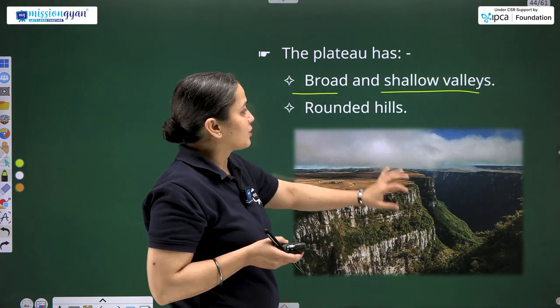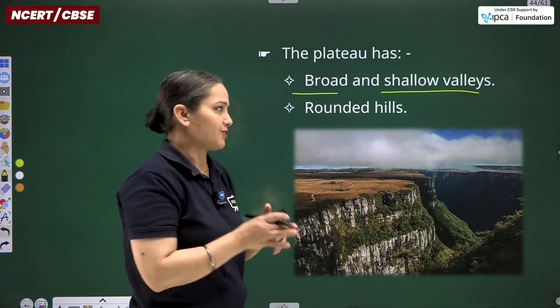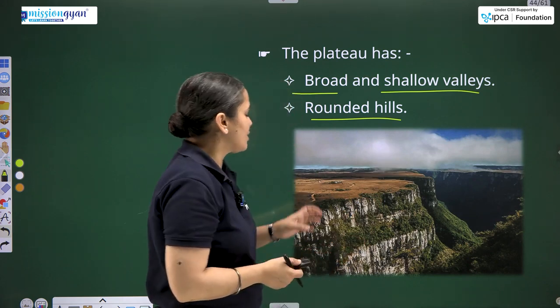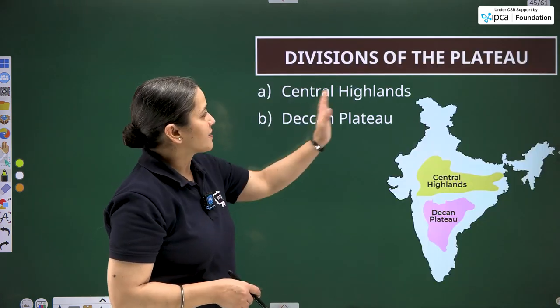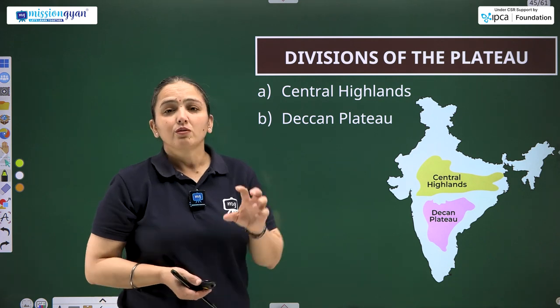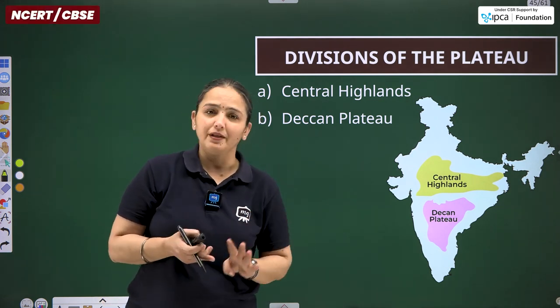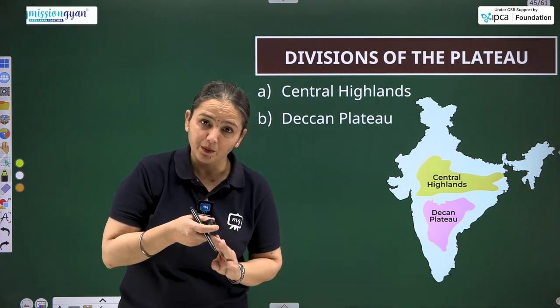But if we talk about the depth of the valleys lying in mountains, there is a difference. These do have rounded hills also, so plateaus at some places have rounded hills. Coming ahead is the division of the plateau. So authentically, this peninsular plateau can be divided into three plateaus: Deccan Plateau, Malwa Plateau and Chota Nagpur Plateau.